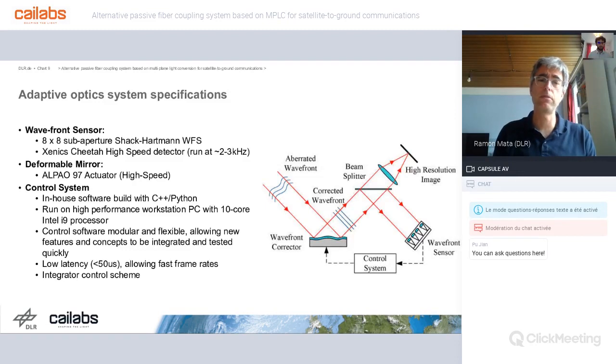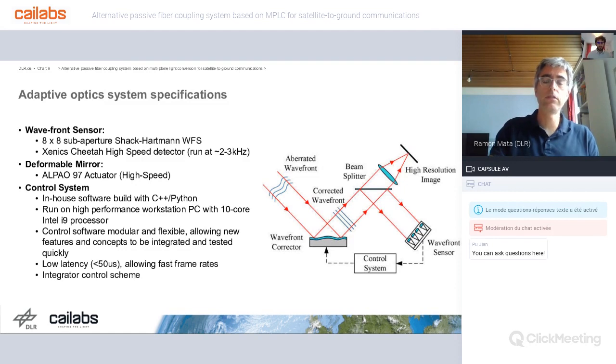For the adaptive optics system, we had a wavefront sensor with an 8x8 sub-aperture, a Shack-Hartmann-based wavefront sensor. And we used the Xenics Cheetah camera, which was running at 2 to 3 kilohertz. For the deformable mirror, a 97 actuator mirror from Alpao. And the control system was built on C++ and Python, running on a real time computer, where we had a latency below 50 microseconds, which allowed quite fast frame rates. And the control system here was based on an integrator.